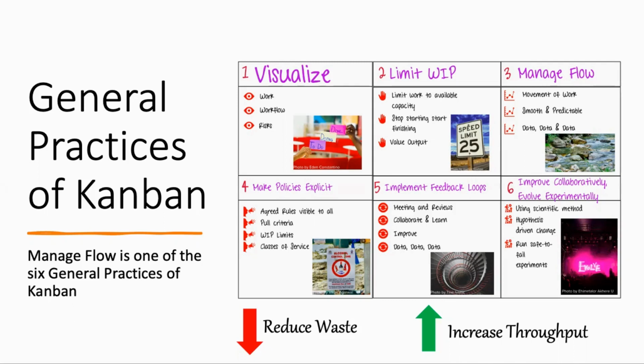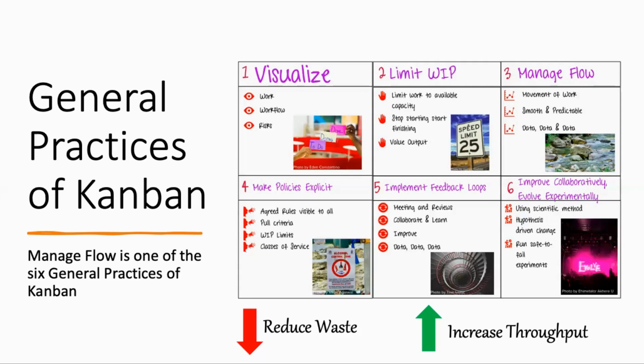So you can only improve once you reflect back upon how you performed. So implementing feedback loops is the fifth general practice of Kanban. And the sixth one is improve collaboratively and evolve experimentally. So you find out the improvement areas based on the data that you have collected from the work that you have done. And when you prioritize those improvement areas, you prioritize them collaboratively within your team.